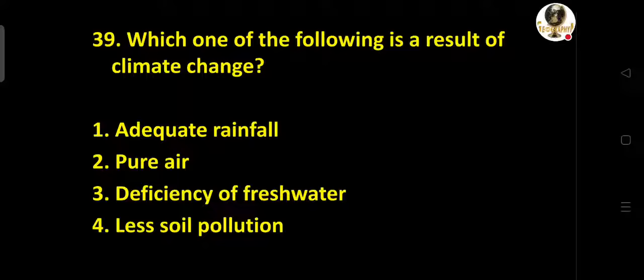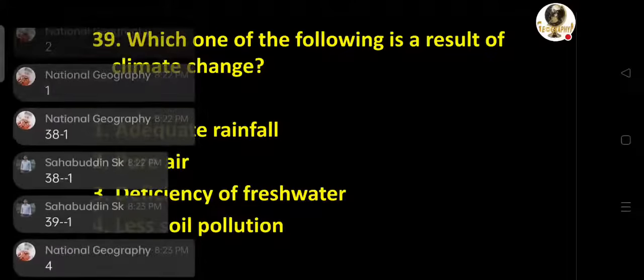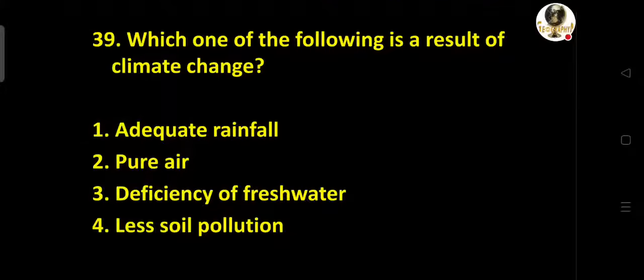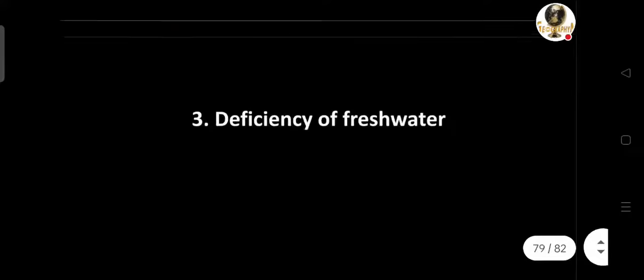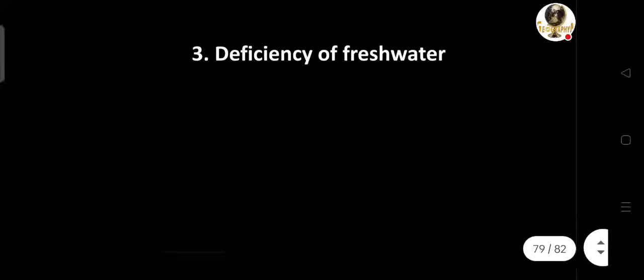Question number 39. Fresh water supplies may be seriously affected due to climate change, reducing the availability of clean water for drinking, which leads to the death of humans as well as animals, and leads to drought conditions. So definitely the answer is deficiency of fresh water, that is the correct answer.